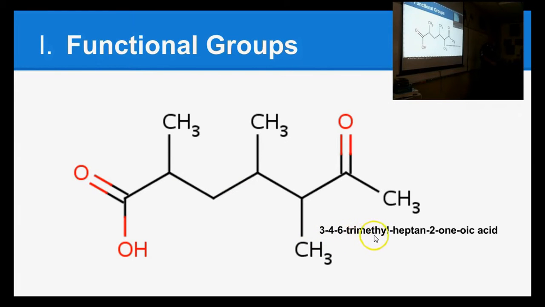3, 4, 6 trimethyl heptan, because there's 7 carbons, no double bonds. 2-one, because there's a ketone on 2. Oic acid, because the last one is a carboxylic acid group. 3, 4, 6 trimethyl heptan-2-one oic acid.